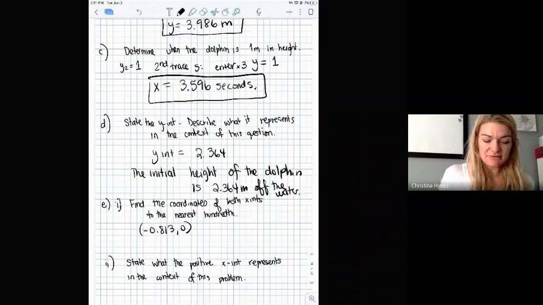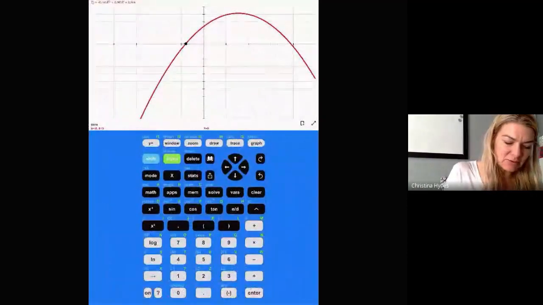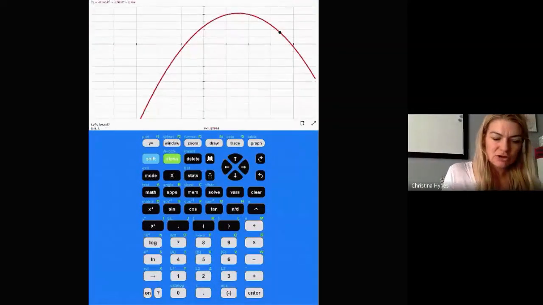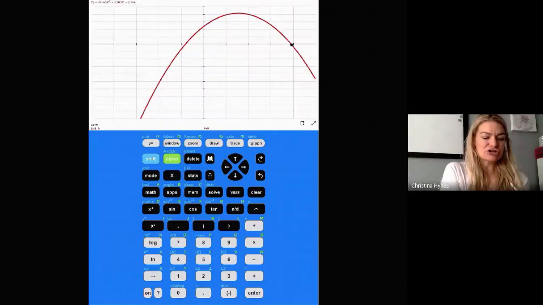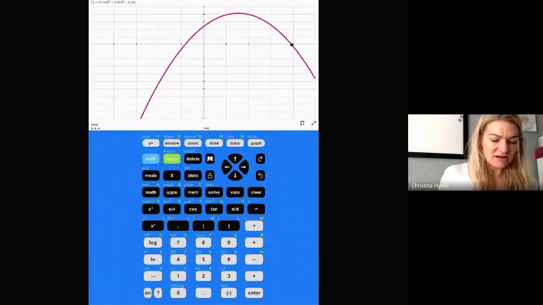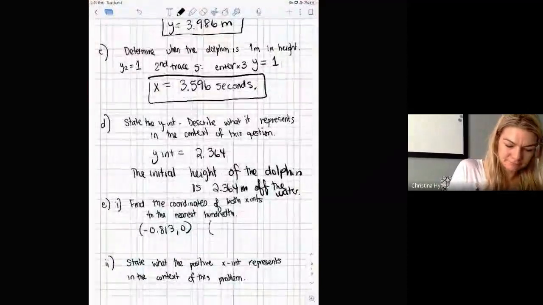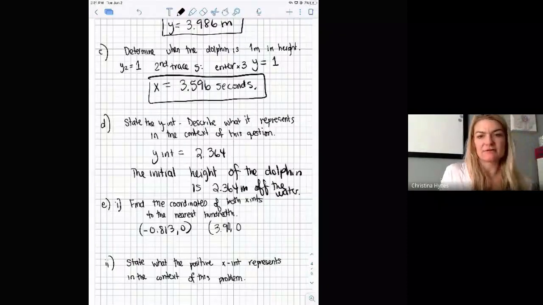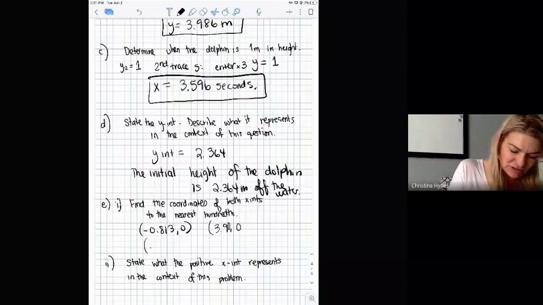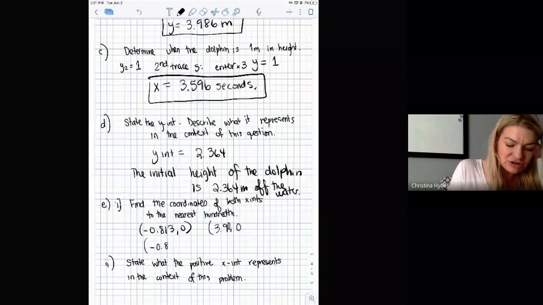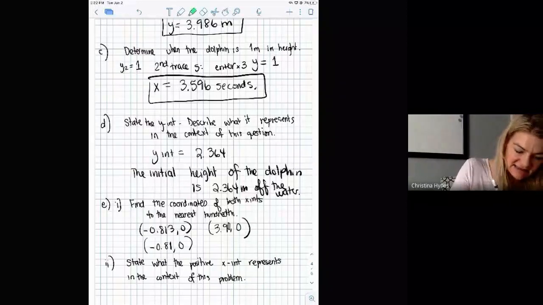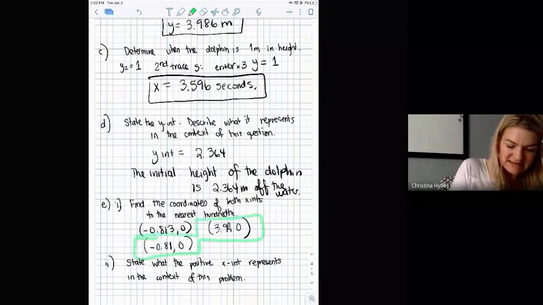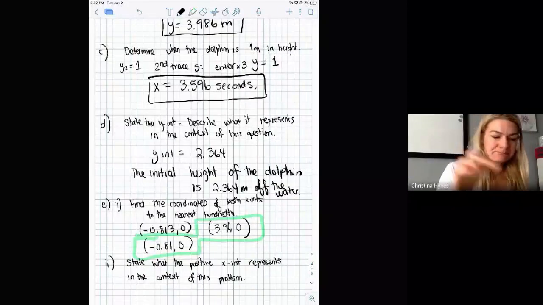And then same thing for the next one. Repeat the steps by going second trace, number 2, go to the left bound, enter, right bound, enter, and then enter again. You should get that the right x-intercept is 3.9, comma 0. They do want it to the nearest hundredth, so I'm going to add a 0 there for 3.90, and I'm going to round this one to -0.81, comma 0. So this is to the nearest hundredth. I'm going to highlight these answers because that's properly rounded now. So watch your rounding, is what I'm saying.